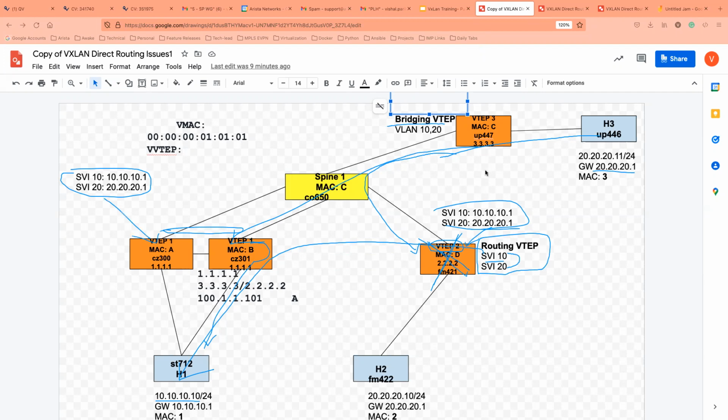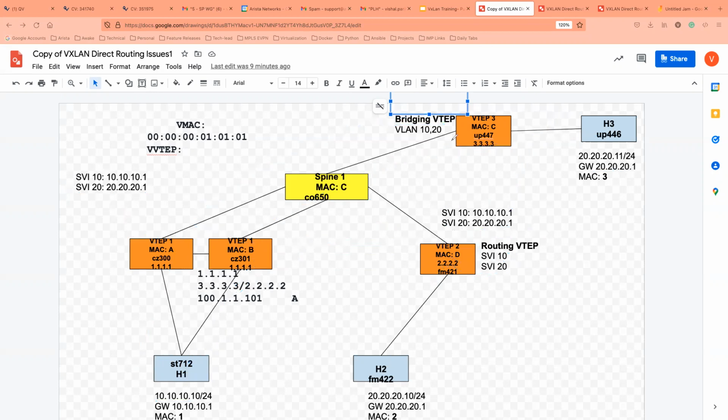But the problem here is that, instead of traffic going directly to H1, it might take a longer path, right? It first might go to this VTEP and then go to this one. So that's why this is also called indirect routing, right? Is it clear? Yes.